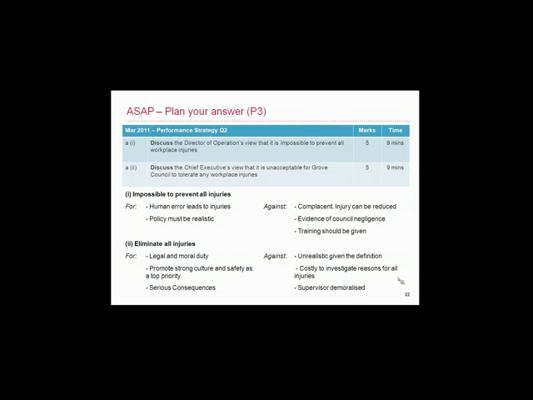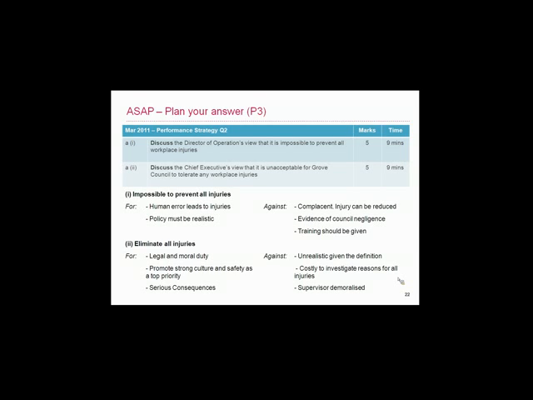Why do we say the operations director's view that it's impossible to prevent all workplace injury is right? Yes, because simply human errors lead to injuries, and when injuries are mentioned, even paper cuts can be counted as injury. There's really not much the council can do to prevent that. Even if you give training to people, people can still be careless and injure themselves. And policy should always be realistic. You do not want to set a policy that cannot be achieved.